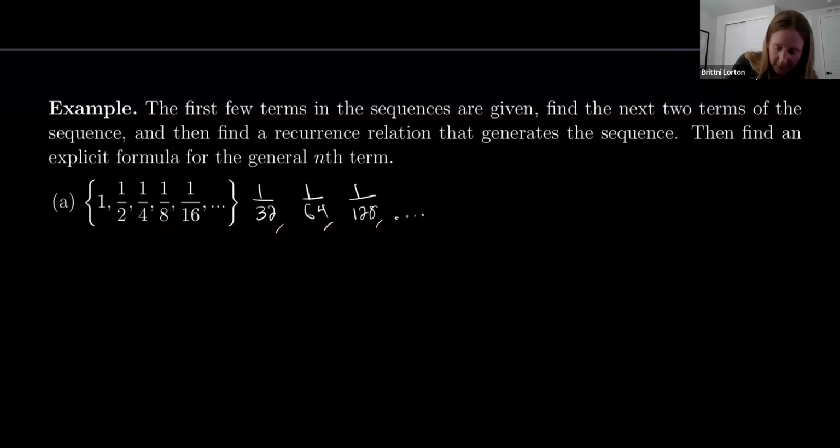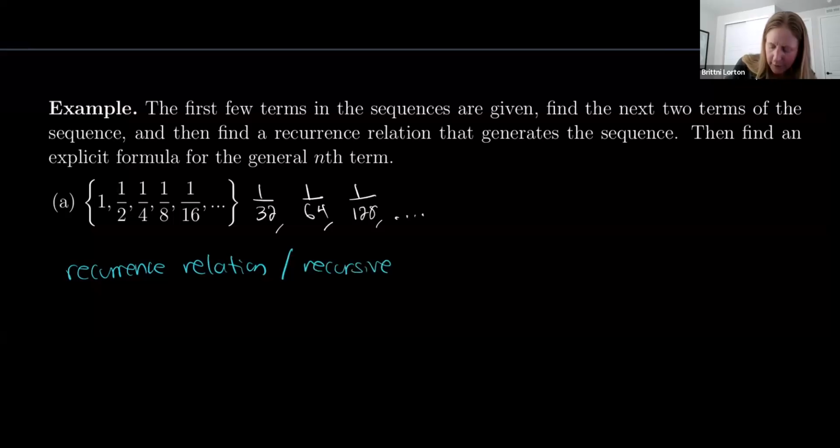Now I do need to do the other two parts of this question, which is to find a recurrence relation, and it is called a recurrence relation. It's also called a recursive formula. So both of those are the same, okay? Whether you call it a recurrence relation or a recursive formula, you'll be just fine. They are the same.